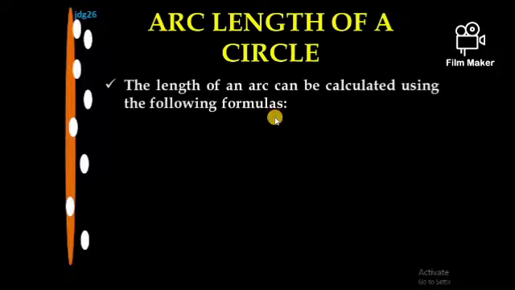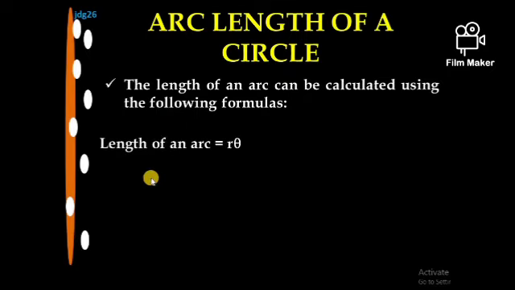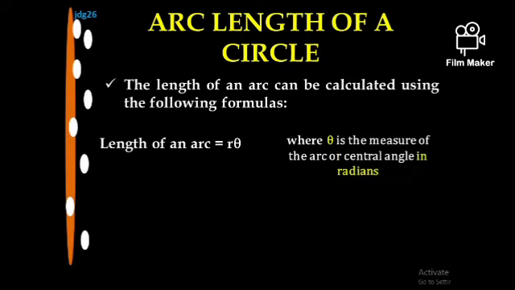Good day everyone! Today, we are going to discuss the arc length of a circle. It is the length of an arc that can be calculated using the following formulas. The first formula is: length of an arc is equal to r times theta, or radius times the measure of the angle, where theta is the measure of the arc or central angle in radians.